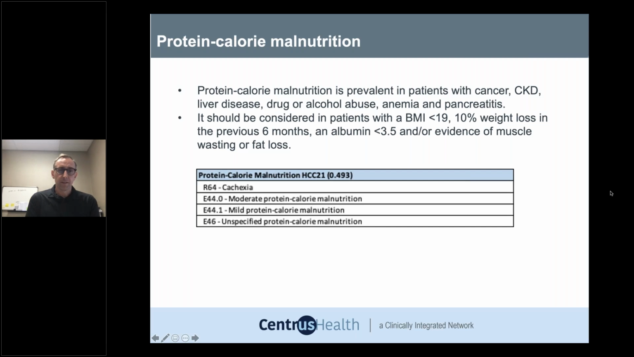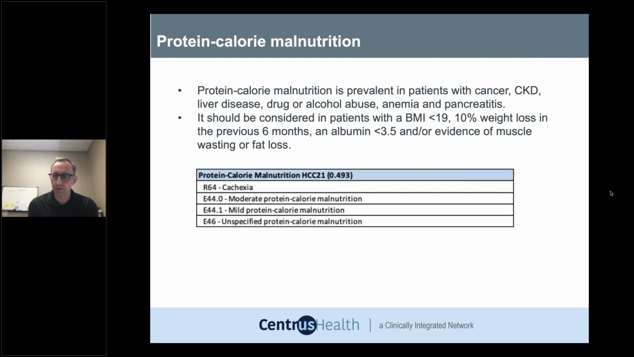On the other side of obesity, protein calorie malnutrition is prevalent with patients with cancer, CKD, maybe liver disease or substance use. The clinical criteria to make this diagnosis is if patients have a BMI that's less than 19, or they have a 10% weight loss in the previous 6 months, or they have an albumin that's less than 3.5, or they have evidence of muscle wasting or fat loss. This adds a pretty significant risk adjusted weight of 0.493. I can't say what the prevalence of this is.